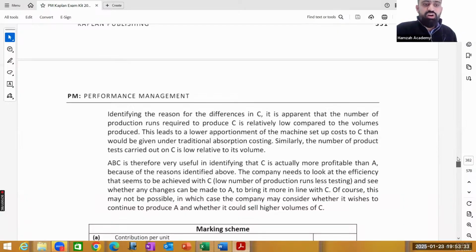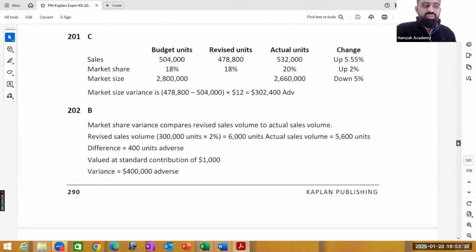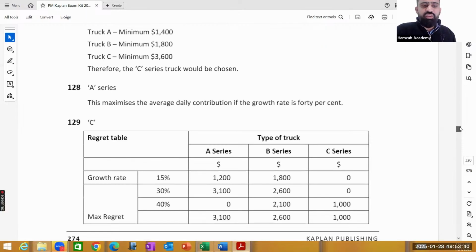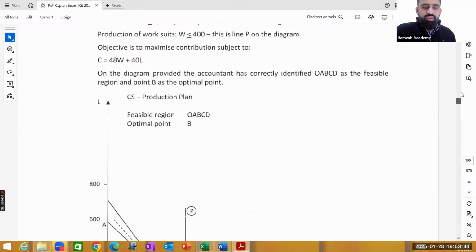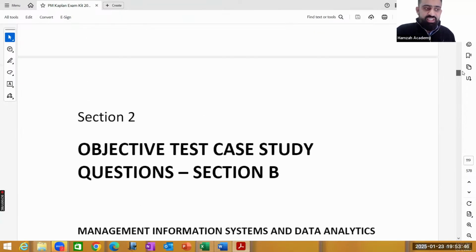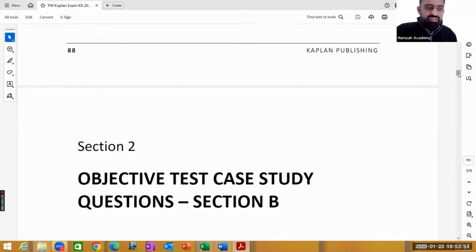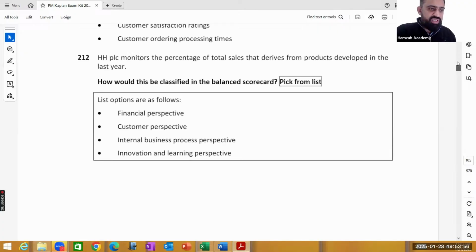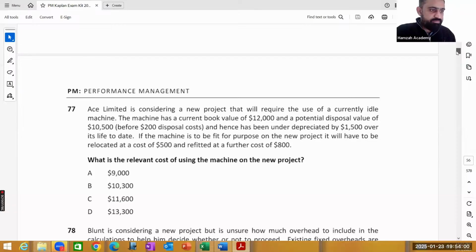So that was the long question on ABC. But this type of ABC question, we cannot expect in section C. Instead, ABC is more likely in section A or section B of the paper. So let's have some questions from section A and section B as well.